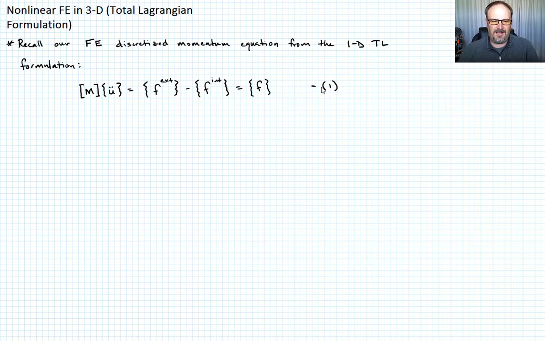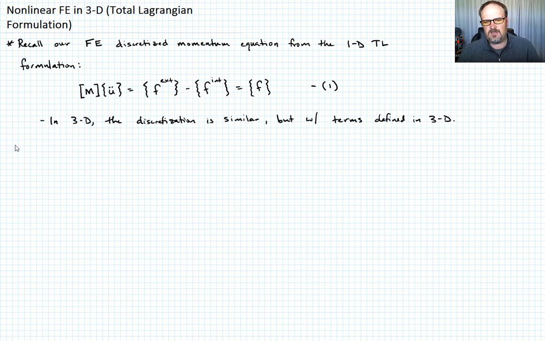In 3D, we're going to have a similar discretization, but with terms defined in 3D. Okay, so let's just review. We'll write down the 1D and then we'll write the corresponding 3D. So let's first talk about the measure of stress. In 1D, what did we have? We used a nominal stress.